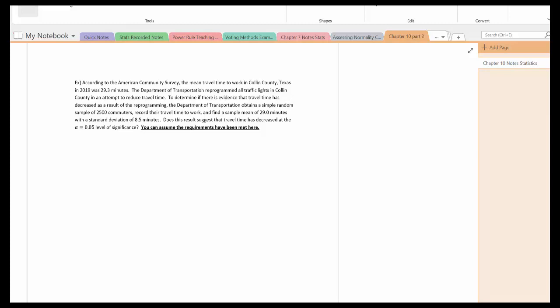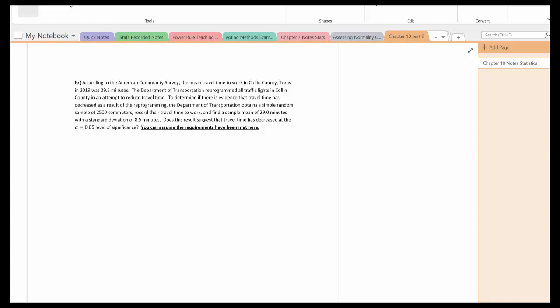time. To determine if there's enough evidence that the travel time has decreased as a result of the reprogramming, the Department of Transportation obtains a simple random sample of 2,500 commuters, records their travel time to work, and finds a sample mean of 29 minutes with a standard deviation of 8.5 minutes. Does this result suggest that travel time has decreased at the alpha equal to 0.05 level of significance? You can assume the requirements have been met here.